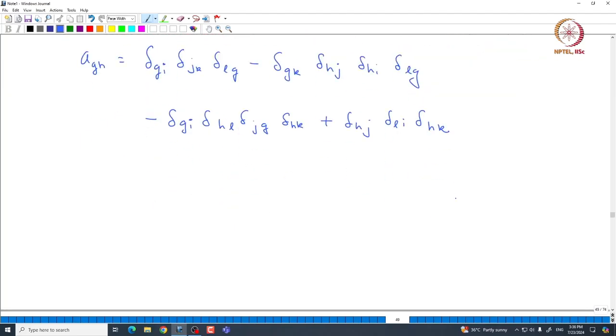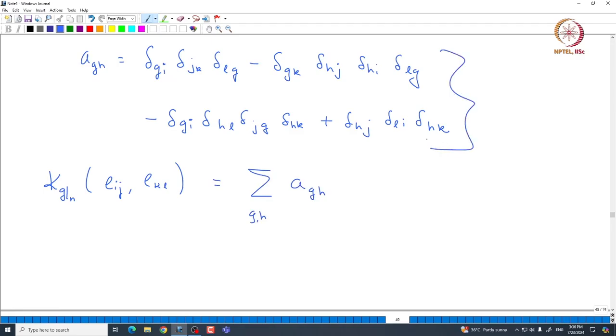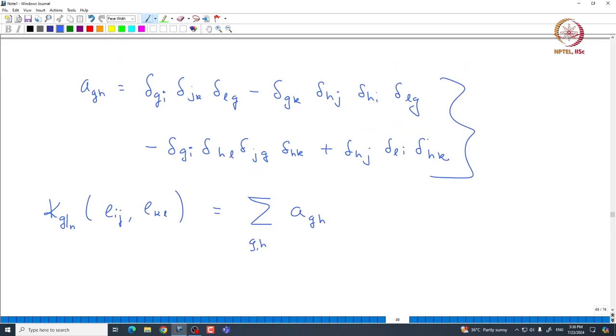So, now we are interested in the trace. The kappa of GLN of EIJ, EKL we can just compute. Then by linearity we can extend it to any basis element. Now this is going to be exactly the summation of AGH where GH varies. If you take this, run it over all GH and then sum them, you will get the following formula.